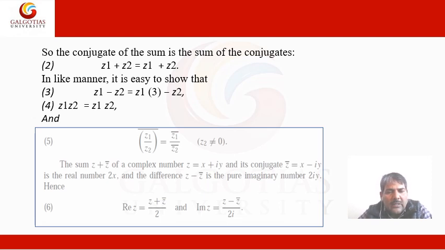And the conjugate of z1 upon z2 is equal to z1 bar divided by z2 bar, provided that z2 is not zero. The sum z plus z bar of a complex number z equal to x plus iy and its conjugate z bar equal to x minus iy is the real number 2x, and the difference z minus z bar is the pure imaginary number 2iy. Hence, real z is equal to z plus z bar divided by 2 and imaginary z is equal to z minus z bar divided by 2i. So in this way, we can represent real z and imaginary z of a complex number.